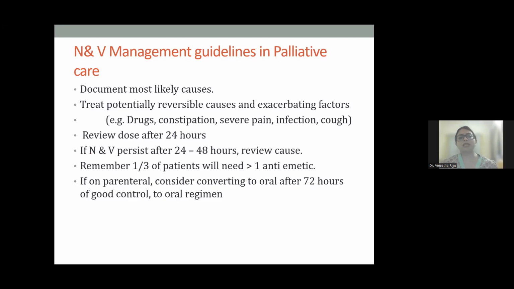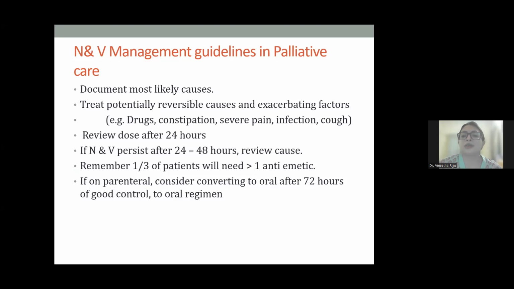So nausea and vomiting management guidelines in palliative care: history taking is very important. Find out what the cause is. Then once you know the cause, you need to identify whether the cause is reversible or whether there are any exacerbating factors, like drugs or constipation or severe pain or any infections or cough. If any of these is a trigger factor, you try to focus on that as well. So relieve the constipation, bring down the pain, control the infection. For example, urinary tract infections.